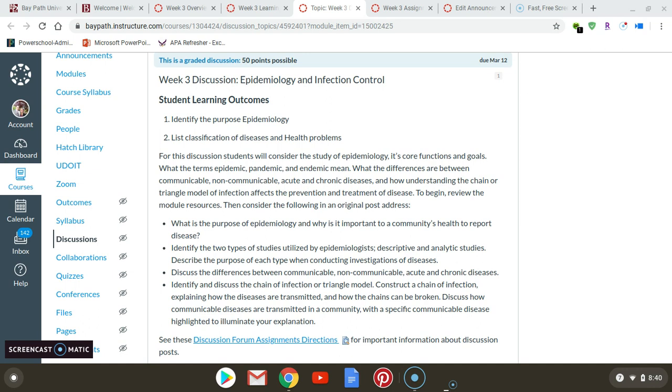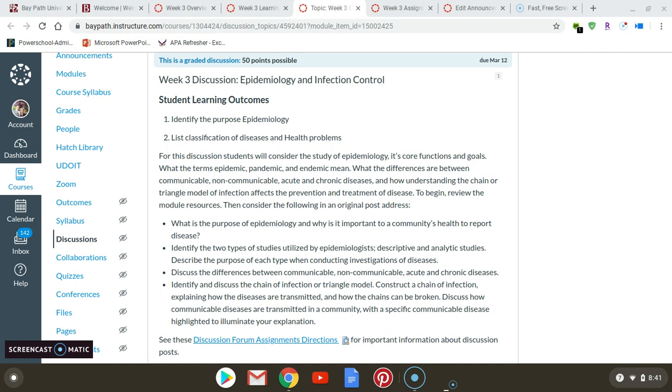And you'll also discuss the differences between communicable and non-communicable and acute and chronic diseases. So give concrete examples of each of those and also talk about the chain of infection or triangle model. You will also construct a chain of infection showing how diseases are transmitted and how the chains can be broken.